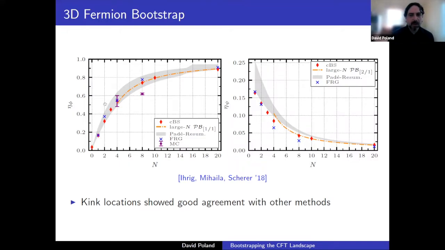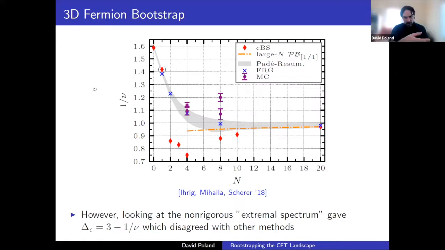On the other hand, in our earlier bootstrap study, we also used this extremal spectrum approach to try to estimate the scaling dimension of the epsilon operator, the sigma squared operator, which is related to the nu critical exponent. And there, the estimates that we got from this non-rigorous extremal spectrum method were very different from the results coming out of other methods. So this has been a puzzle, and it motivates trying to put these bootstrap calculations on a firmer and more rigorous footing.